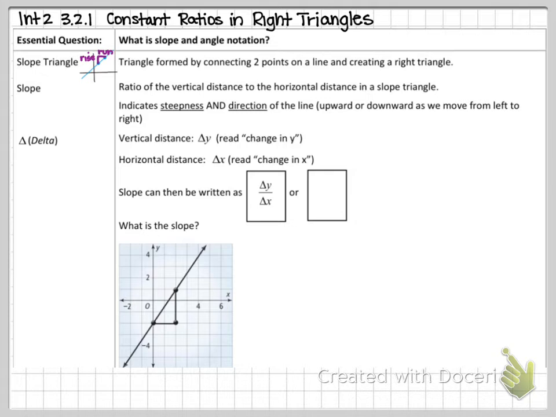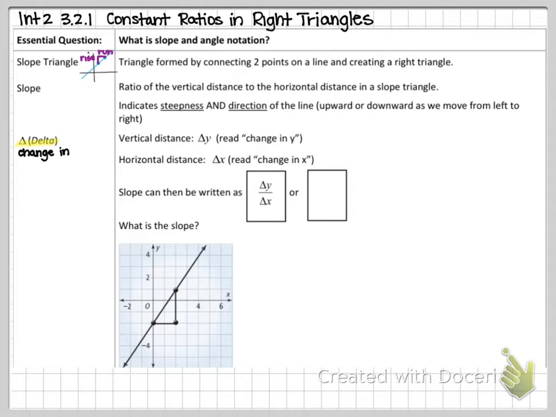So if we take a look at the next part down here, we're looking at this whole delta notation. Should look familiar. So delta, that means change in. So just as a reminder, this means the change in. So we talk about the change in y compared to the change in x.